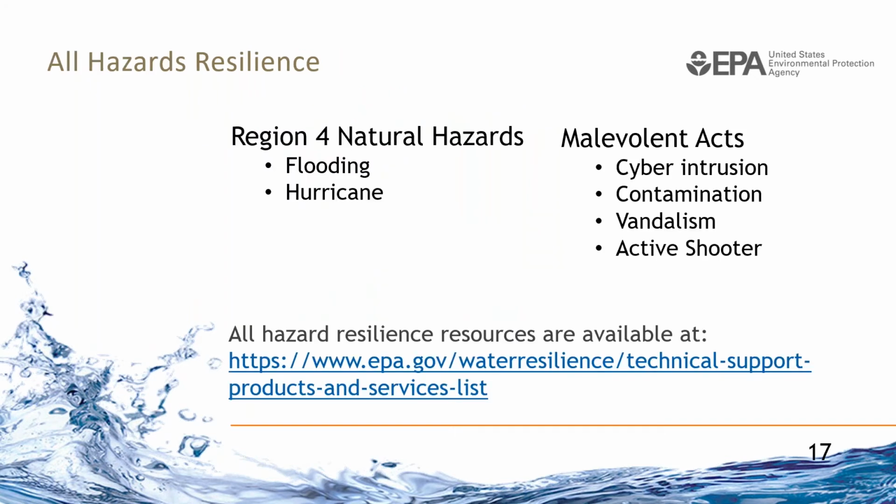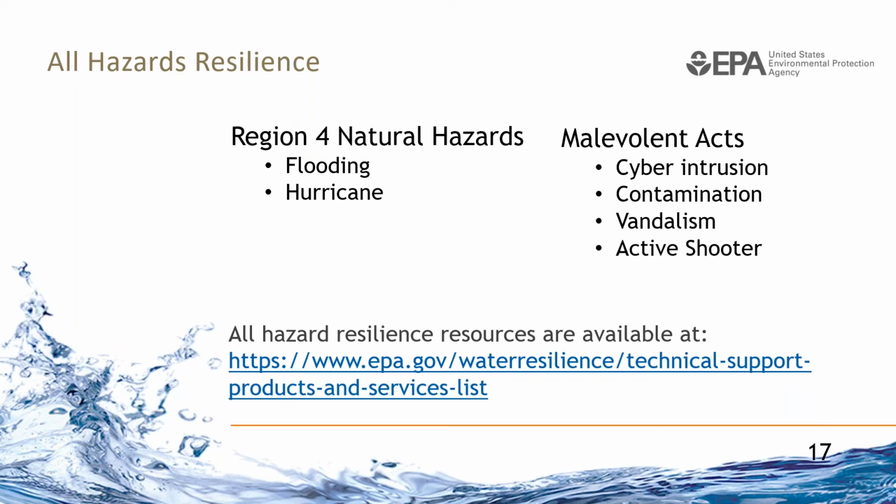So as we're getting into this training, we want you to start thinking about the types of natural hazards and malevolent acts that you might be faced with and need to plan for at your utility. So both the risk assessments and emergency response plans require that you look at natural hazards and malevolent acts. And so here are some examples of natural hazards that might affect you all in Region 4. Our examples are flooding and hurricane, which are related oftentimes. And then for the malevolent acts side of things, cyber intrusion, which is a real big issue nowadays. Contamination, whether that be accidental or purposeful contamination.